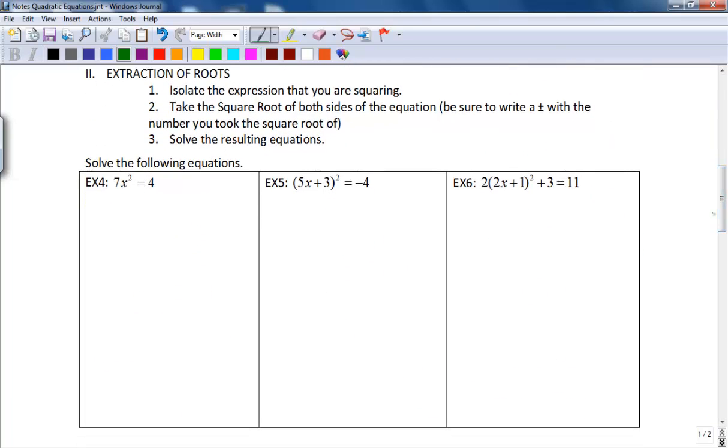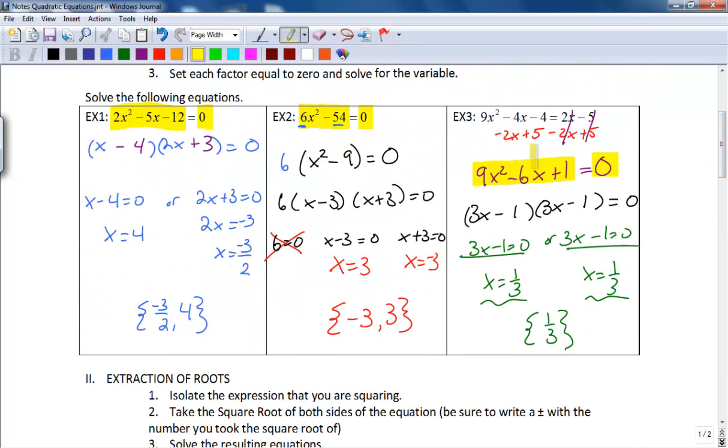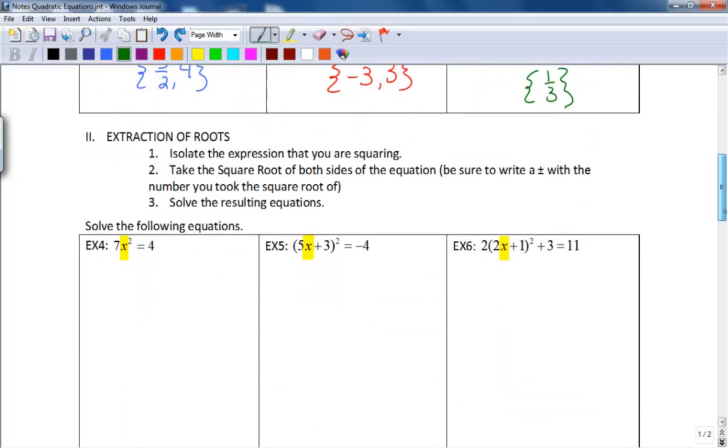In order to solve by extraction of roots, you really can only have one x in your equation. If you look here, notice that every single one of these only had one x, right? If you have something like any of these problems where there were multiple x's, there are 2 x's here, you can't use extraction of roots. So extraction of roots is very picky in the types of problems that you can use.